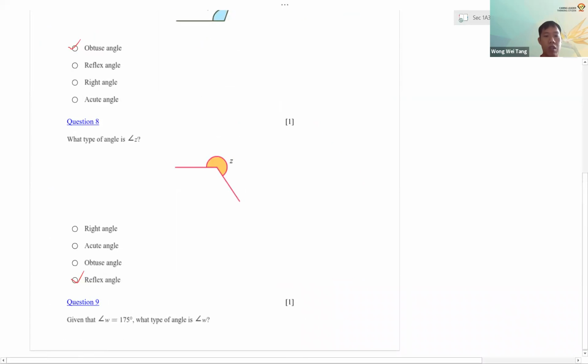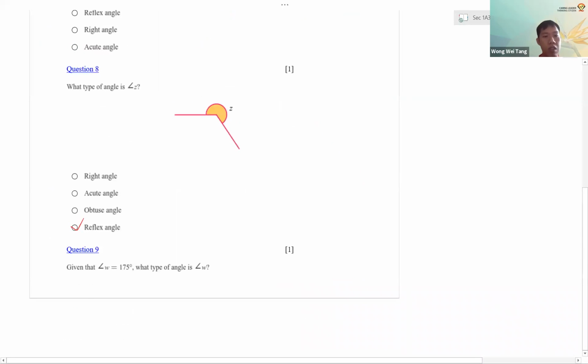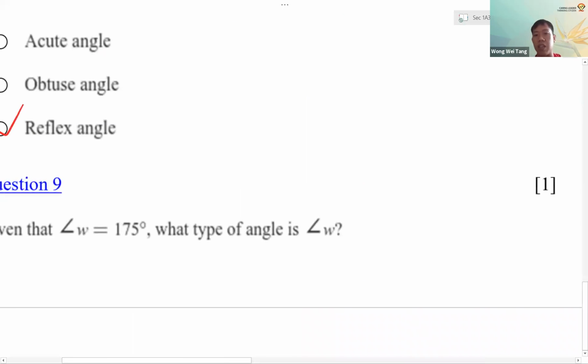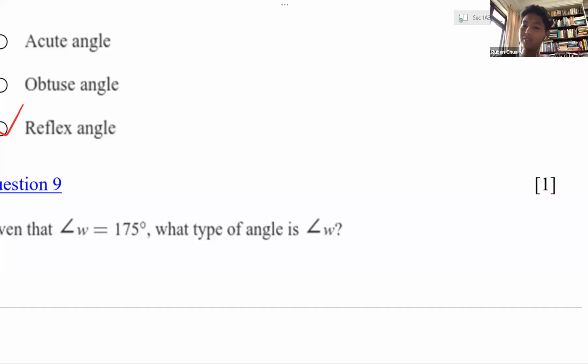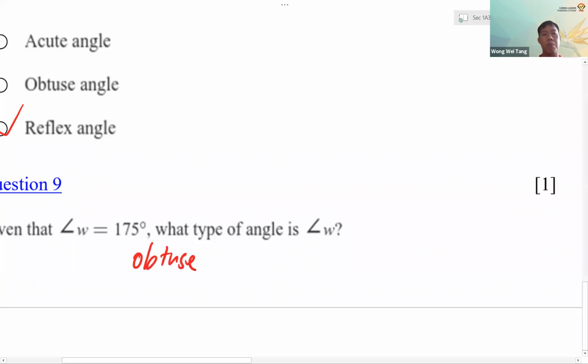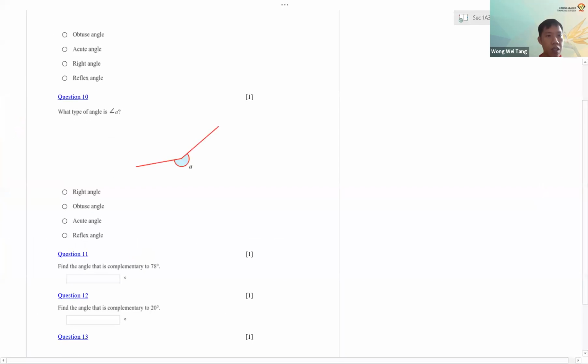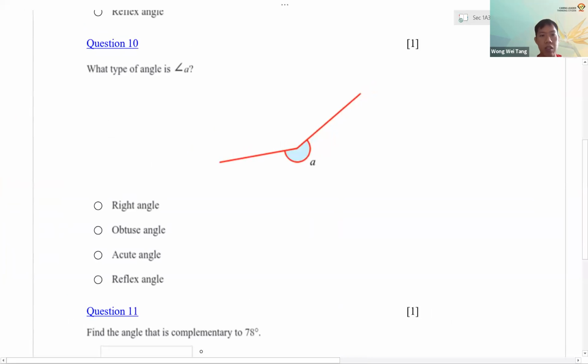Okay, so now given that angle W is 175 degrees, what type of angle is this? Ruben, so what is this? It's obtuse angle. Very good. So it is important for you all to know all these names. Next one, Sabrina, angle A, what is this? It's a reflex. Okay, good.